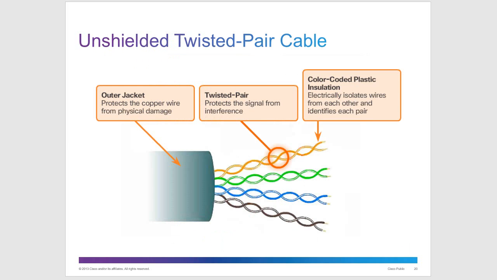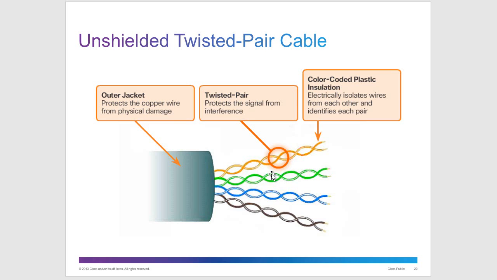So the unshielded twisted pair, you have your outer jacket. This is just the casing. You've got your twisted pair wires in the middle, and they are twisted to protect the signal from interference, more specifically crosstalk. Okay, so that's how your twisted pair cabling is protected from crosstalk. It's because we have those wires twisted together.